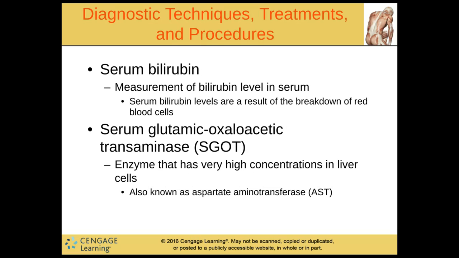We have a serum bilirubin. This is the measurement of bilirubin level in serum. So the serum bilirubin levels are a result of the breakdown of red blood cells. And then we have the serum glutamic. Not even going to try it, guys. Sorry. This is an enzyme that has very high concentrations in the liver cells, and it's also known as an aspartate aminotransferase, or an AST.